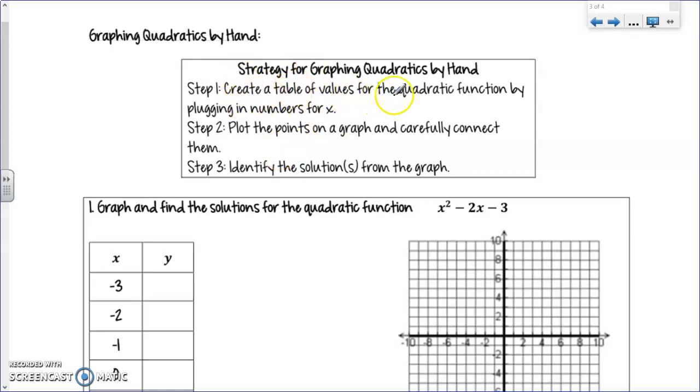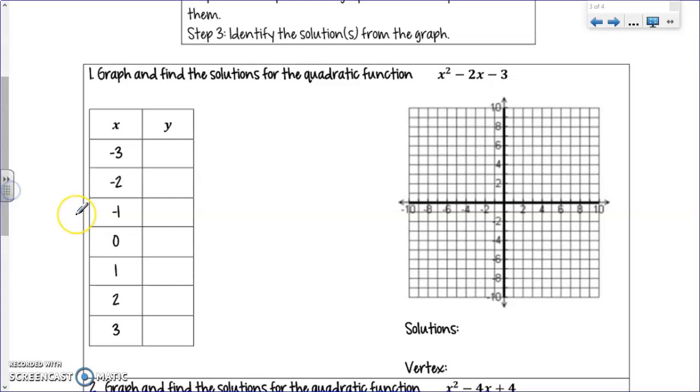Okay, so create a table of values for the quadratic function by plugging in numbers for x. Plot the points on the graph and connect them. Identify the solutions. Okay, so we're not going to use the calculator yet. We're going to do it by hand. Your calculator should be used for checking.